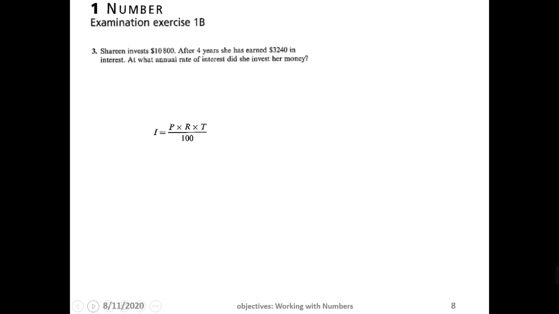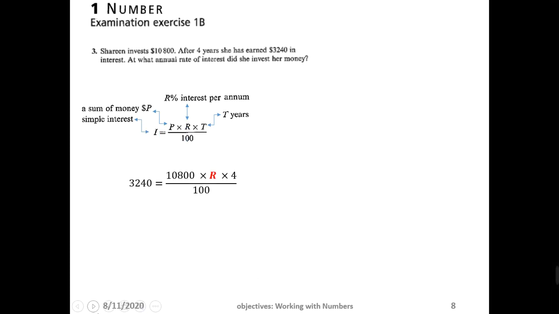In this formula, the I represents the simple interest, the P represents the sum of money, the R represents the interest per year, and the T the number of years. Okay, let's substitute in this formula. So if we substitute the simple interest as 3,240, this will make the 10,800 the sum of money. R is my unknown. The number of years is 4, all divided by 100.